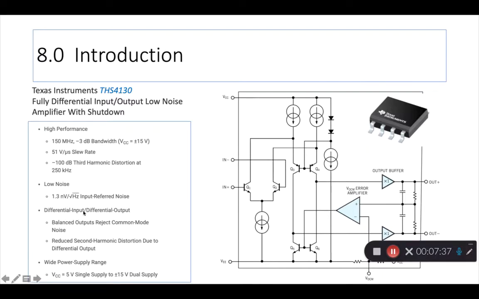And then differential input, differential output. Balanced output rejects common mode noise. Second harmonic distortion is reduced. Wide power supply: the same device can operate from 5 volts single supply all the way to plus or minus 15 volts dual supply. That means both plus and minus can be connected if necessary.